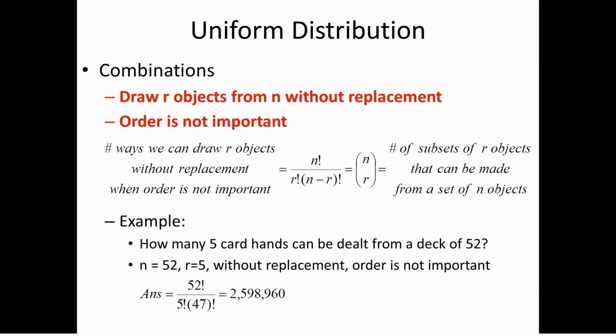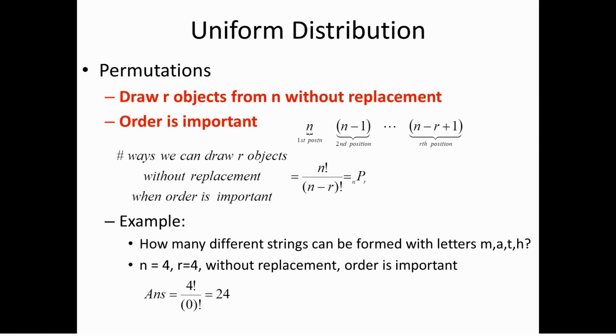Now, what if we're drawing without replacement and order is important? This is what we call a permutation, and we can actually derive the formula. It's not hard. Suppose, for example, we're filling up our positions. How many choices do I have for the first position? Well, I have n. And notice that for each of those n choices, I have n minus 1 choices for the second position. So these are the number of ways I can fill the first 2 positions. And I keep doing this till I finally get down to n minus r plus 1.